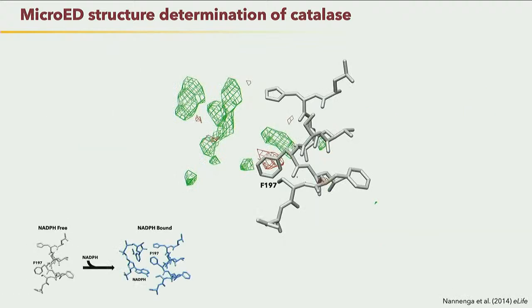If you look at the map, this is a difference map after we phased with the NADPH free structure. For those of you who aren't familiar with this, green density means there's something in your data that you're not modeling, and red density means you're modeling something there that your data doesn't support. So you can see there's a red blob density with the phenylalanine pointed down, and there's a green blob pointed up where it should be, and there's a whole bunch of green density where the NADPH goes. So everything kind of fits.